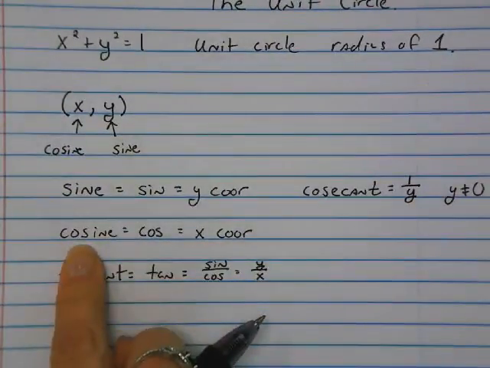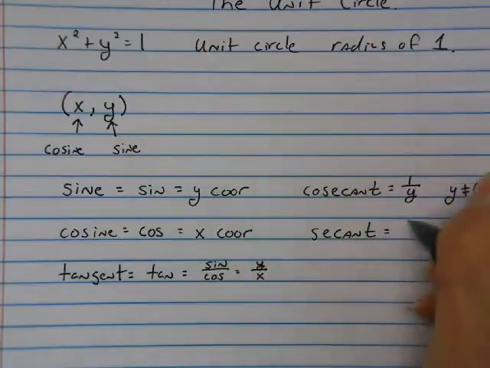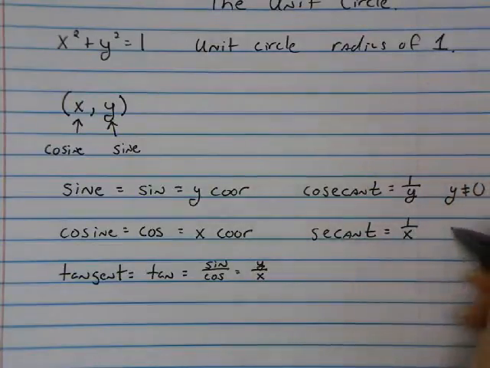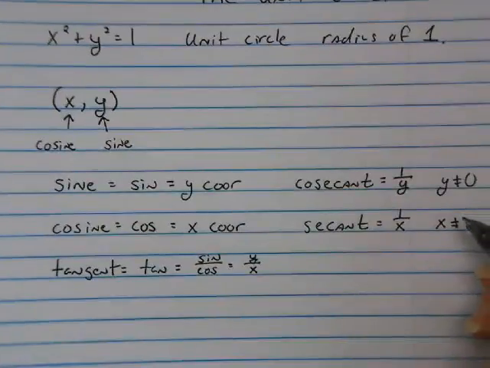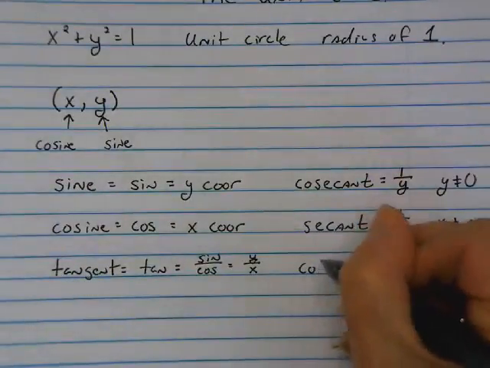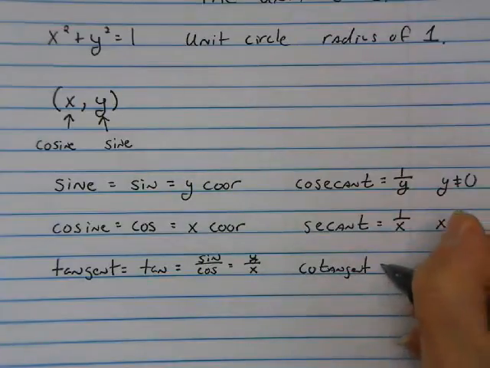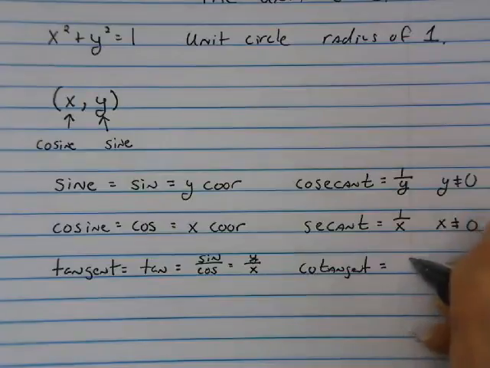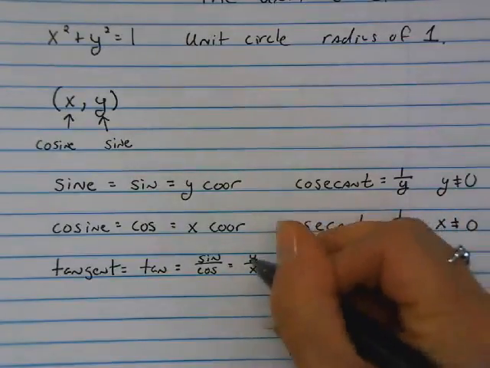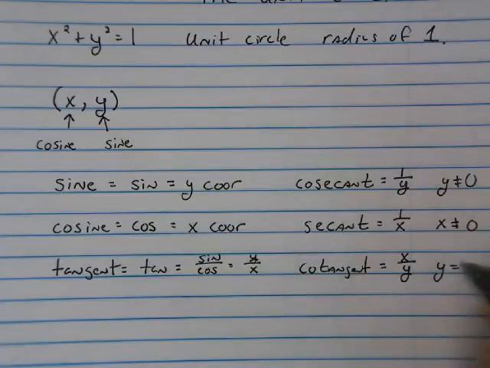Right? The reciprocal function of cosine is called secant, and it is 1 over x. Again, x cannot equal 0. And then the reciprocal function of tangent is called cotangent. These have abbreviations as well. I should have been giving them to you. So the reciprocal function, if the original function is y over x, the reciprocal function is x over y. Again, y cannot equal 0.